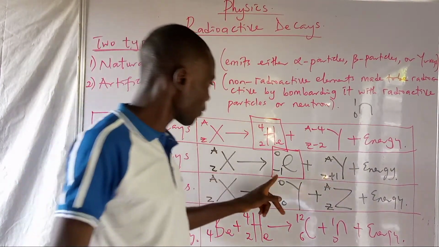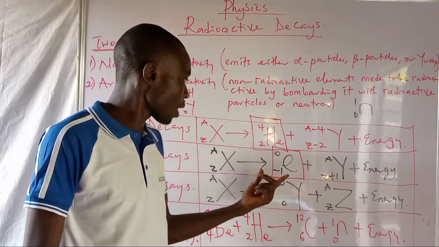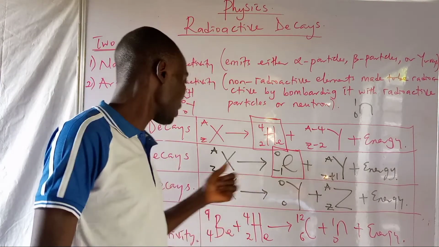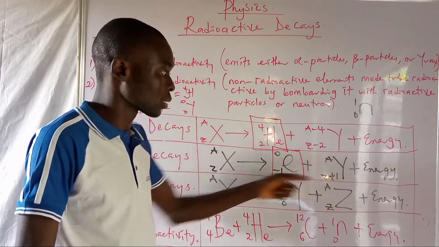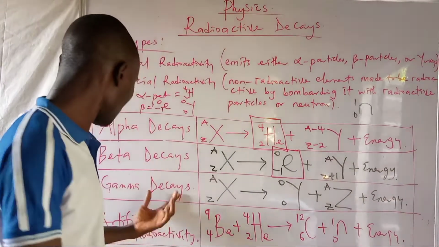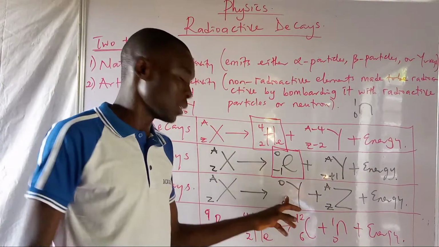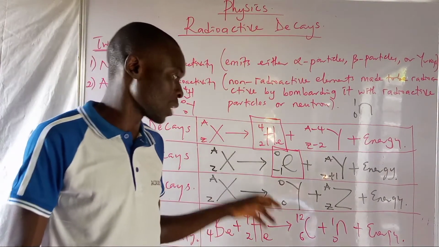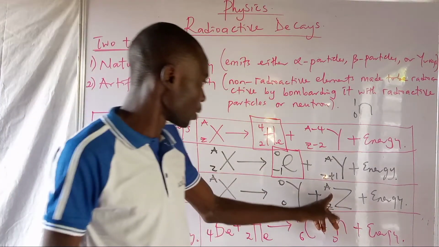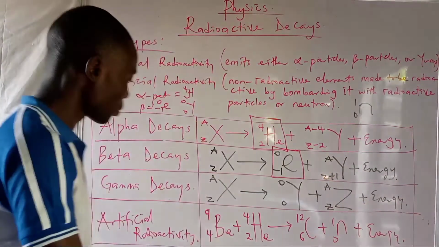Then the Z, since we're having minus 1, we are going to look at a way of balancing. This is deficient of 1, so adding 1 to this will make it balanced in terms of atomic number. Then energy is also produced. Same goes for the gamma decay. In gamma decay, the gamma ray itself doesn't have any mass or charge, that is 0, 0. Hence, the new element formed still remains as A, Z, then energy is being produced.